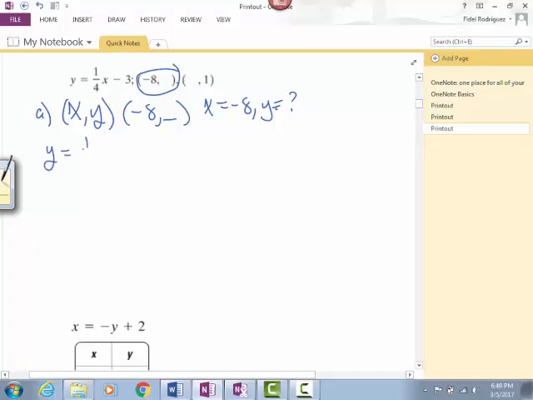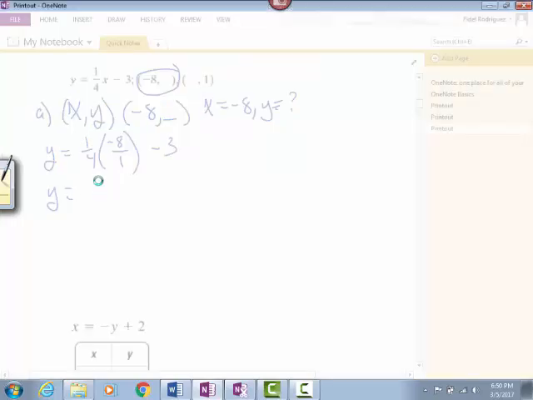y equals 1 over 4. Now I'm going to plug in the number -8 for x. But because I have a fraction, I'm going to think of -8 as a fraction by thinking about it as -8 over 1. Minus 3. So I'm going to multiply straight across. Oops. Give me a second here, guys.